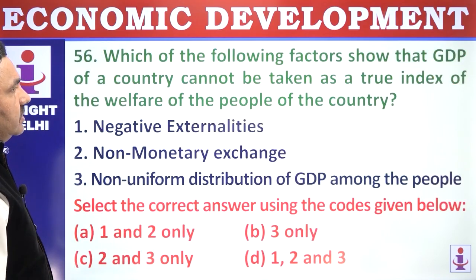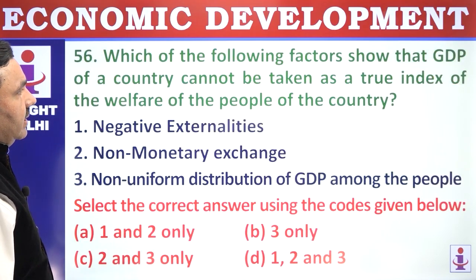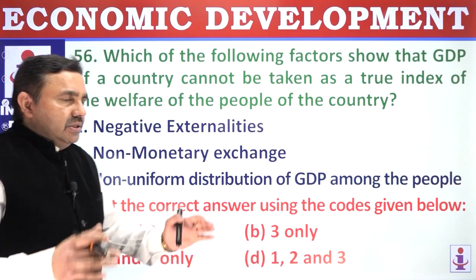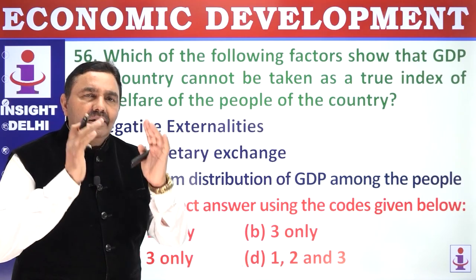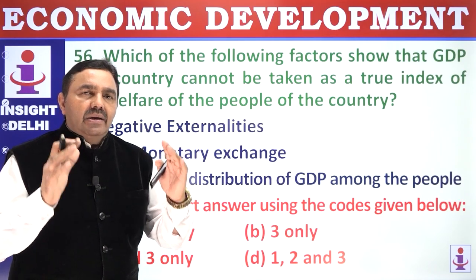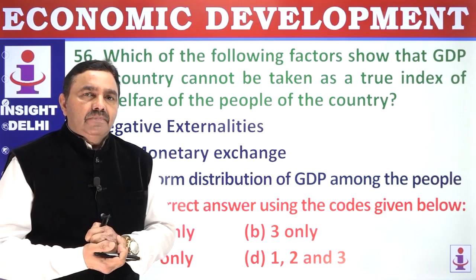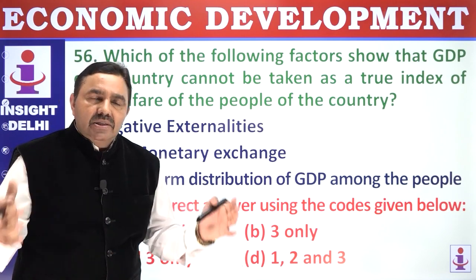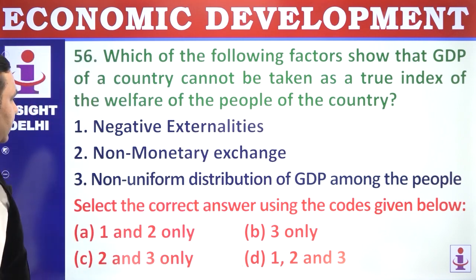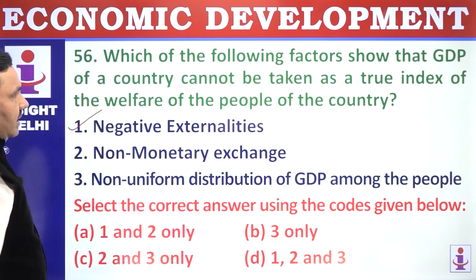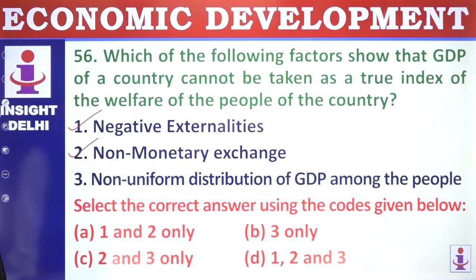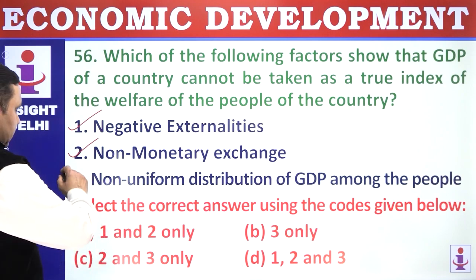56. Which of the following factors suggest that GDP of a country cannot be taken as a true indicator of welfare of the people? Because GDP means overall production. Some people, let's say 18 companies, recently it was a data, 18 listed companies in India are making around 70% of the profit. There are more than 5,000 listed companies. 18 are making 70%. What about others? So negative externalities, that is a concern here. Non-monetary exchange, that's a concern here. Non-uniform distribution of GDP among the people, these are the concerns here.